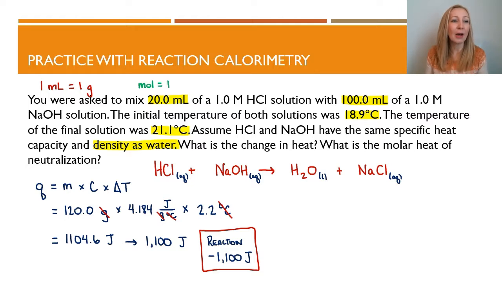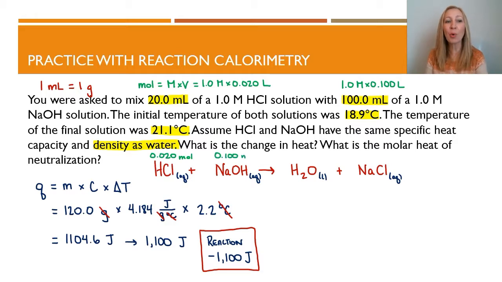So we have solutions. We have a volume and we have a molarity of a solution. Remember, if we want to figure out the number of moles, we take the molarity times the volume of that solution. So the number of moles of hydrochloric acid is 0.020. And the number of moles of the base, the sodium hydroxide, is 0.100 moles. So we have 0.02 versus 0.1.